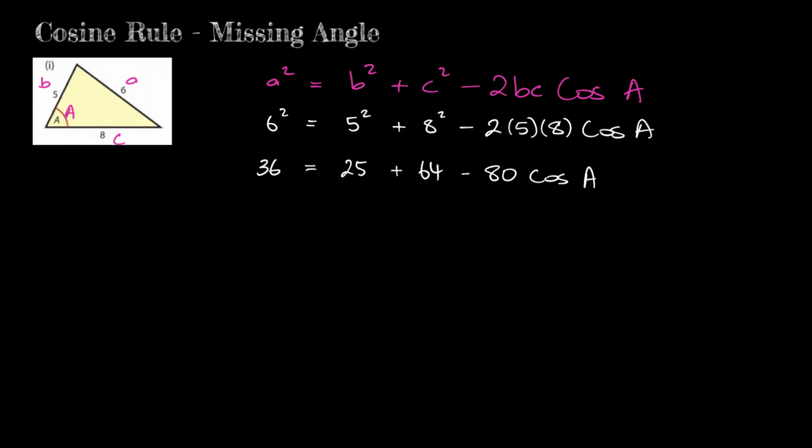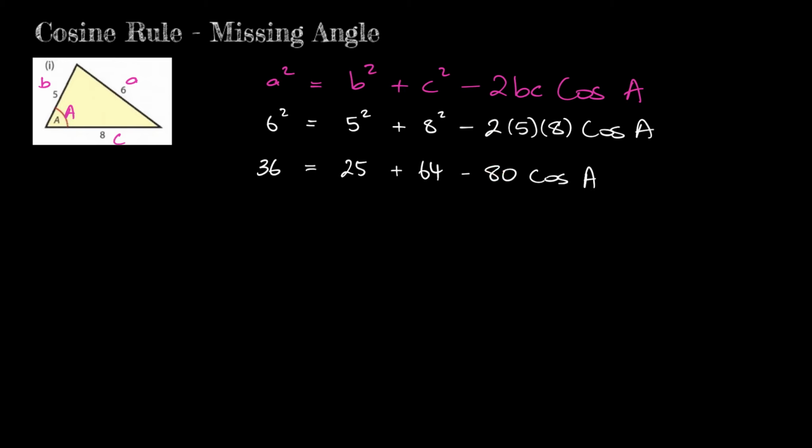We'll just go over the last step there. We squared this and we got 36. We squared this, we got 25. We squared this, we got 64. And then we multiply these. So 2 times 5 gives us 10. 10 times 8 gives us 80. So you can see there where that 80 comes from.